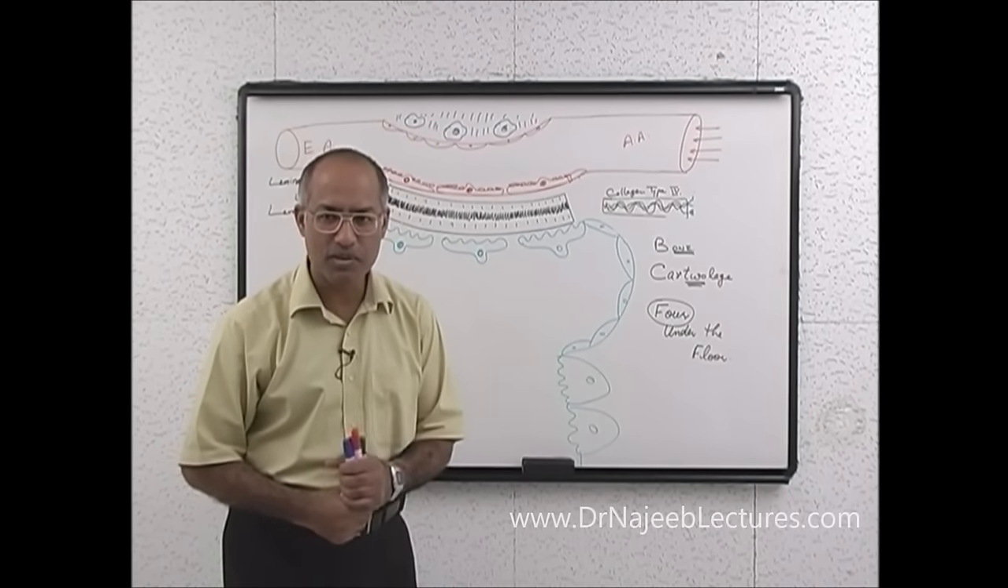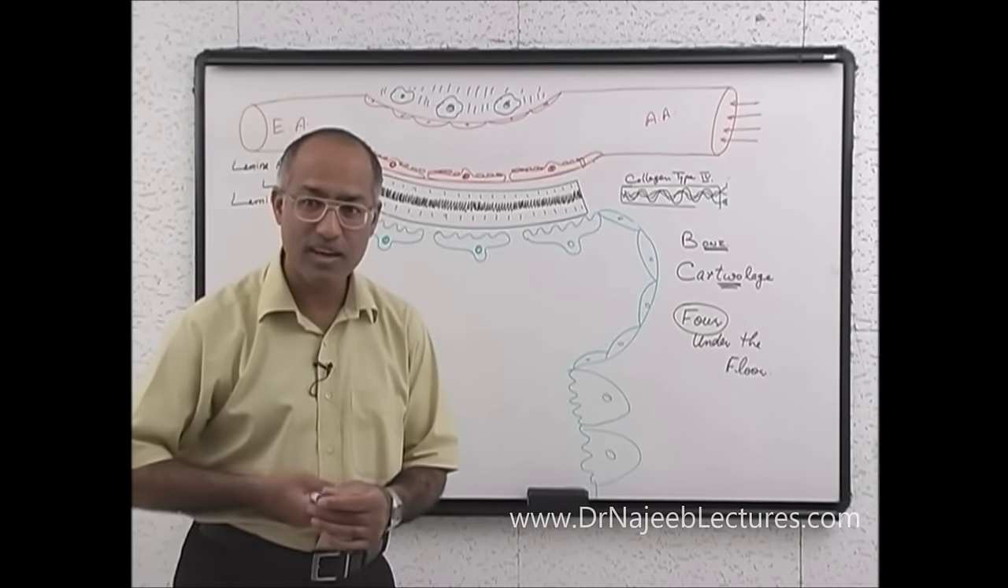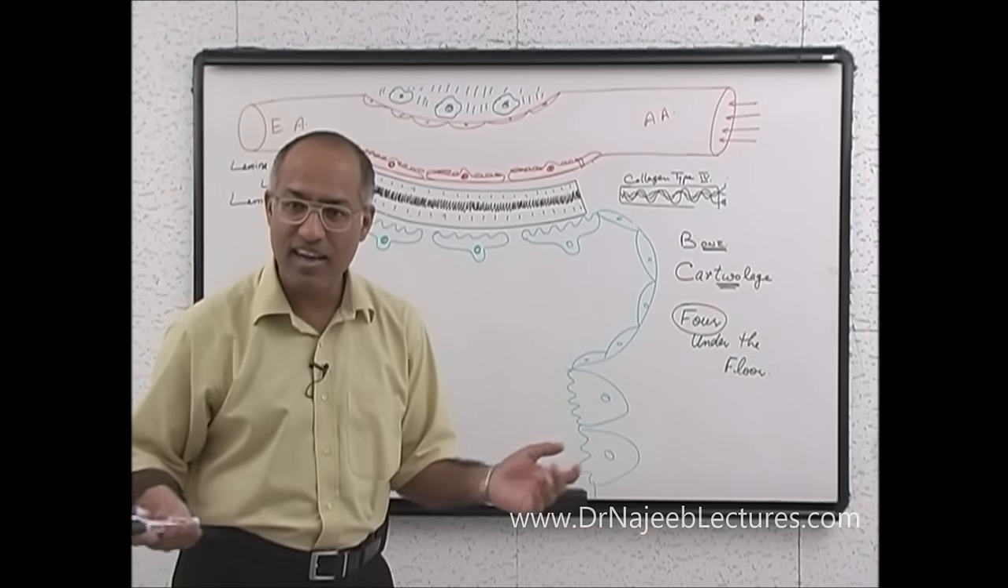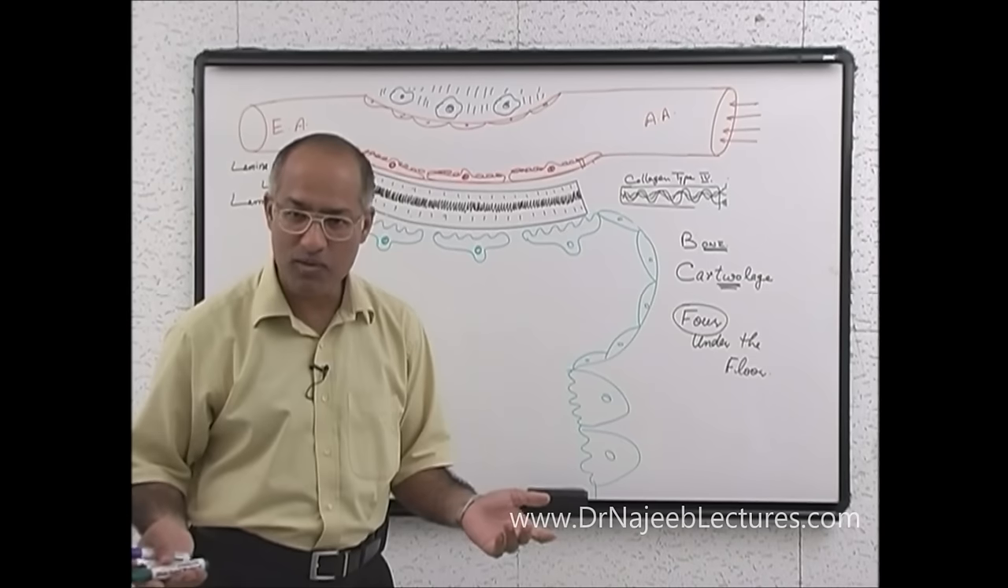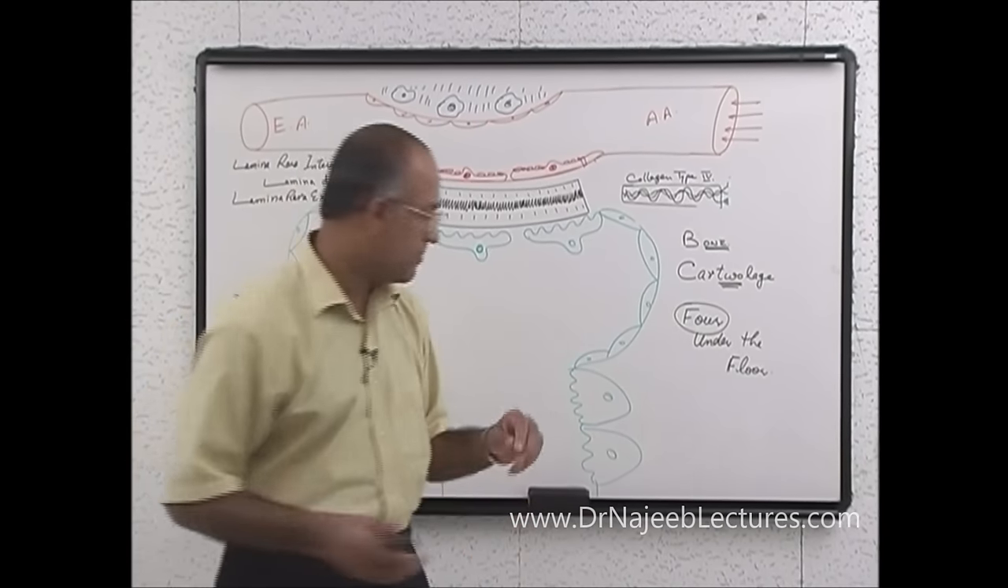So what do you think? Type 1 is present where? In bone. And type 2 is present in cartilage. And 3 is present at many places. And 4 under the floor. And what is under the floor? Basement. So type 4 is present in the basement membranes.